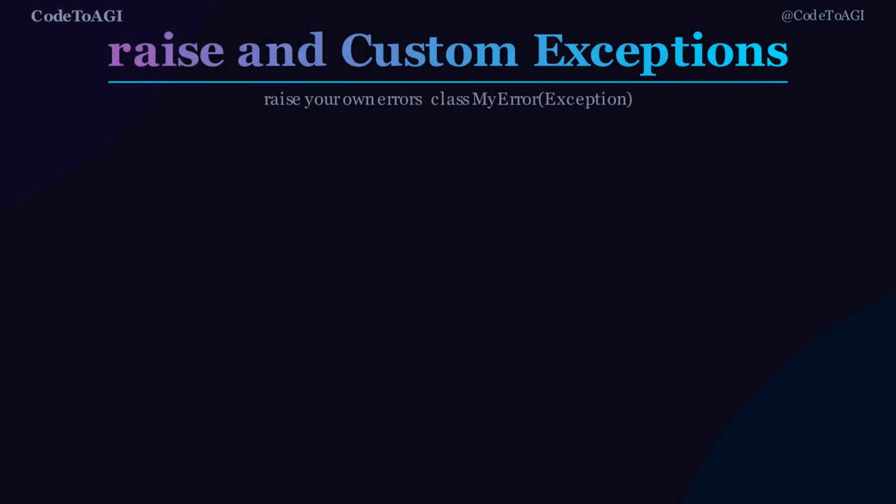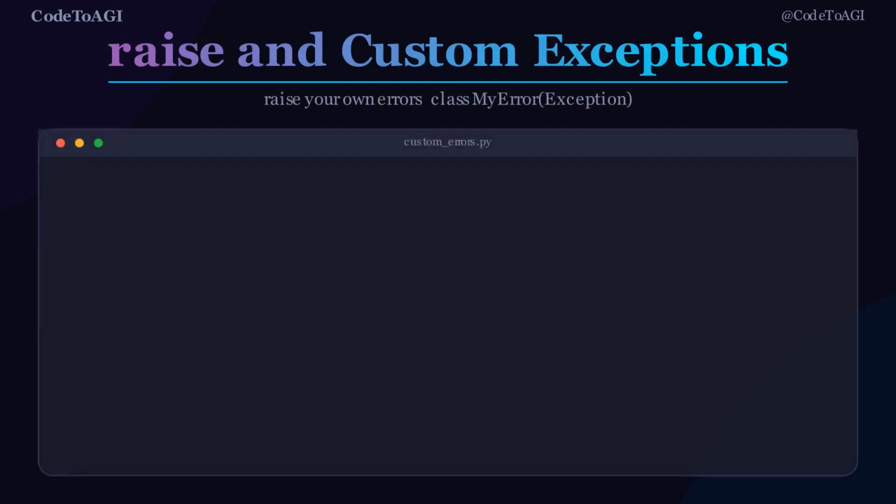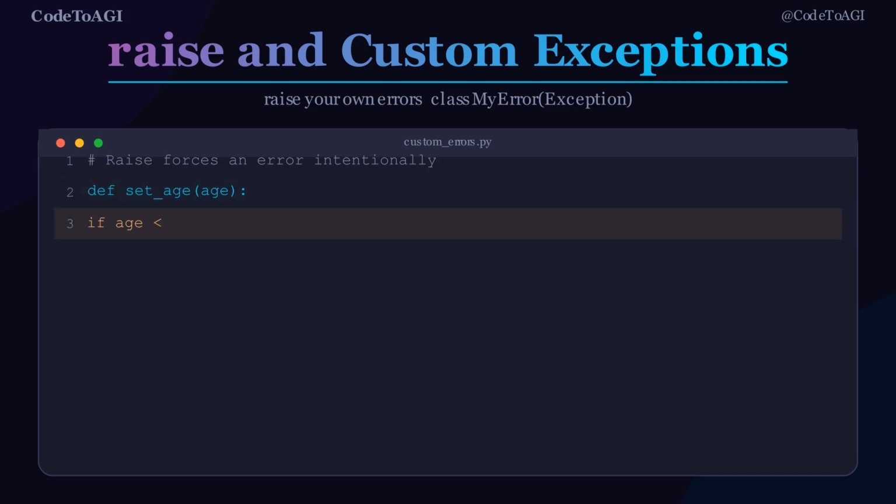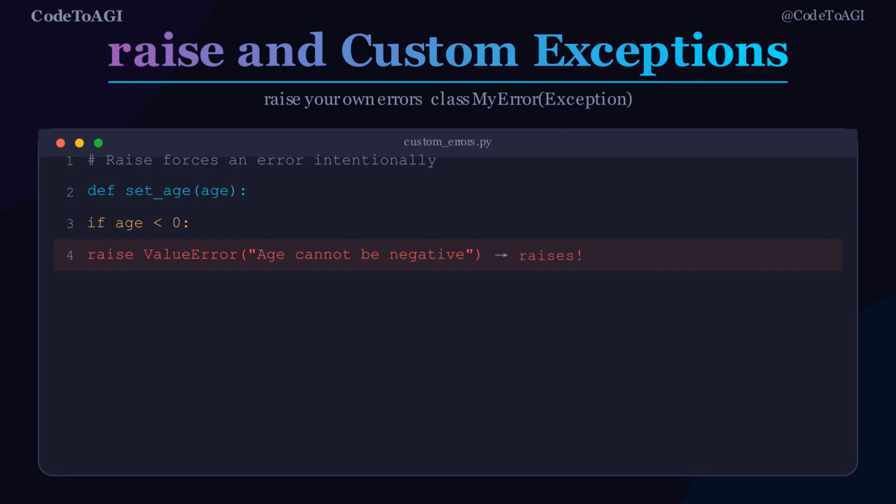You can also throw your own errors using raise. Raise forces Python to trigger an exception intentionally. This is how you enforce rules in your functions. If age is negative, raise a ValueError. The function refuses to continue with invalid data.